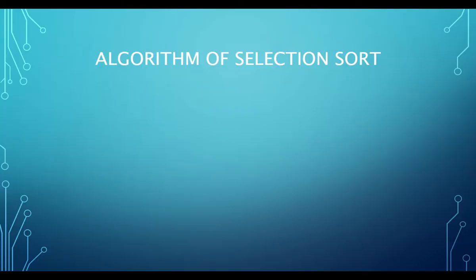Hi, and welcome back. In this video, we are going to talk about another sorting algorithm called selection sort. Selection sort has the following steps in order to sort the elements of a data set.